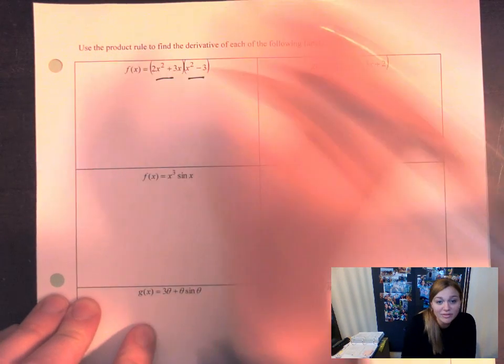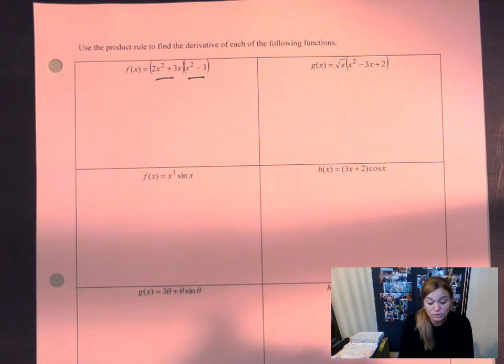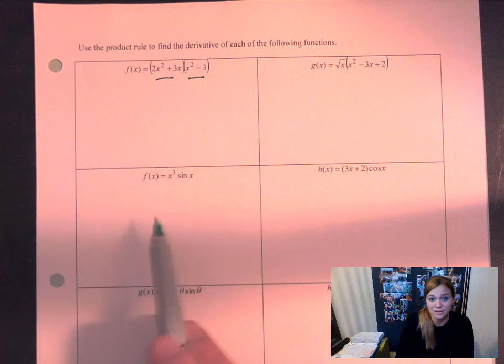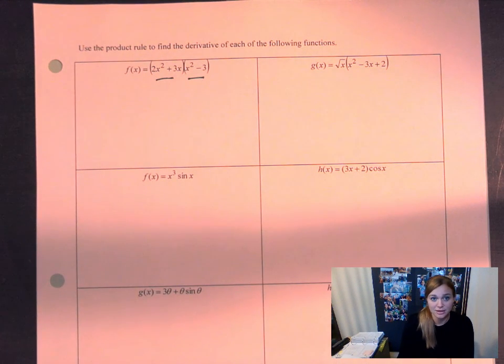You do not have to simplify. You just have to do the product rule. So as soon as you feel comfortable, go off on your own, and I'll check you at the end of each one. I'm going to do this one, and this one, this, and this. Ready? You go.